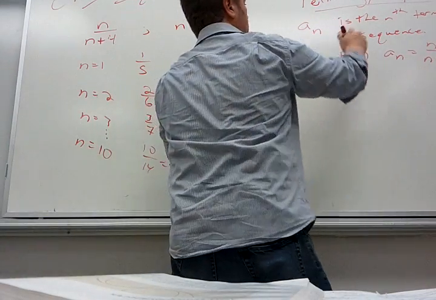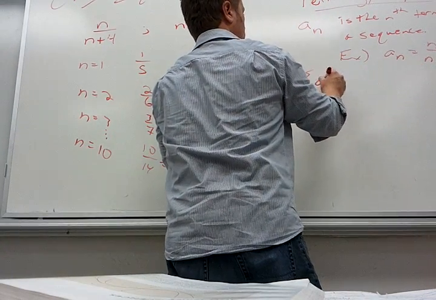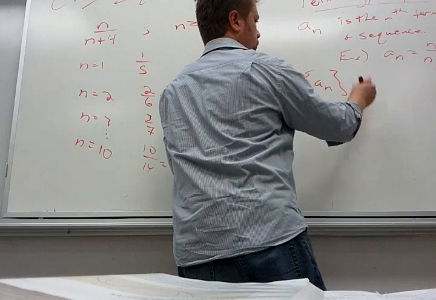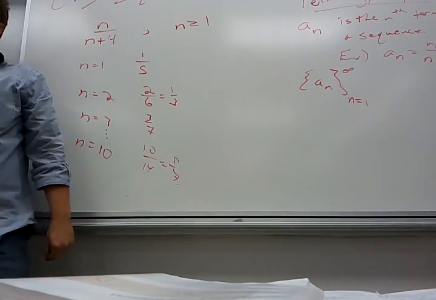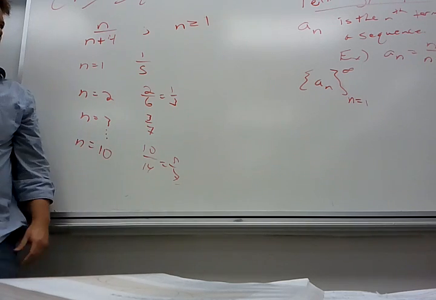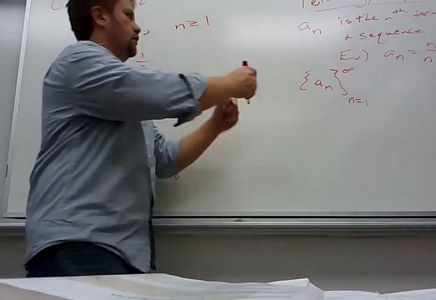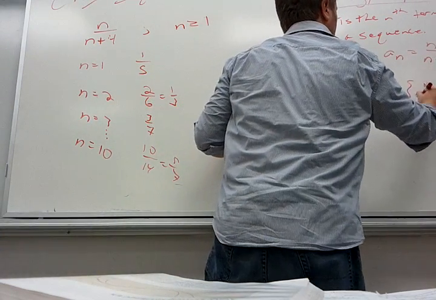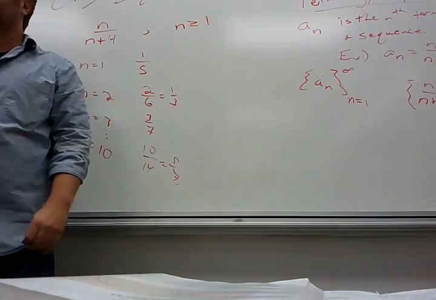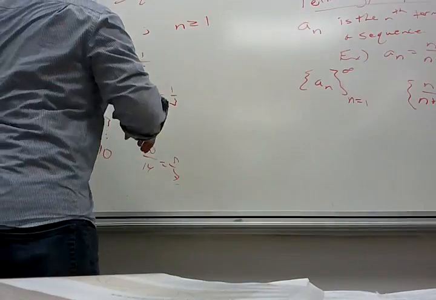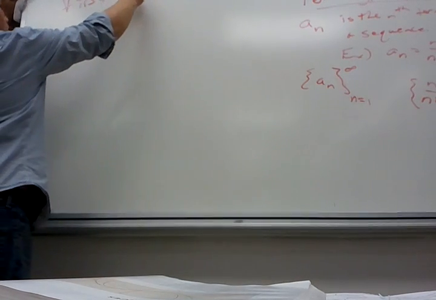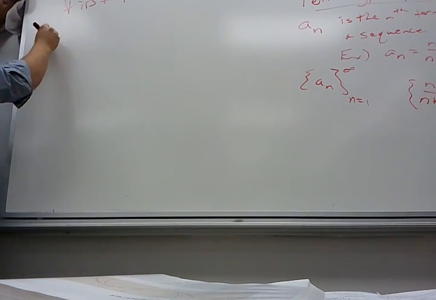So another way to refer to a sequence is to put it in braces and brackets. And then out here you can say n equals 1 to infinity, right? Now that looks a lot like integration. Is that all right? Cool. So I could say, for example, just put this in here, n equals 1 to infinity. So let me have you write out the first 5 terms of this sequence here.